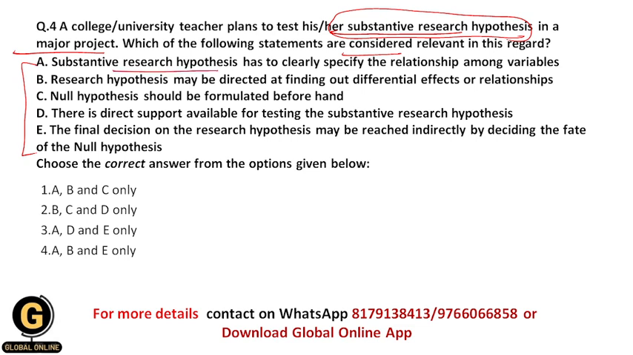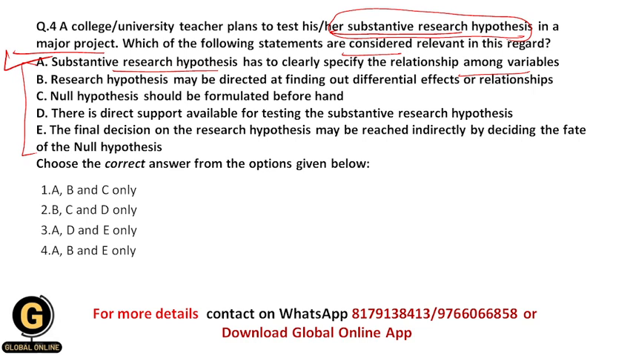Substantive research hypothesis has to clearly specify the relationship among variables. Okay, so whenever we formulate the substantive research hypothesis, that research hypothesis should clearly specify the relationship among the variables under study, and this statement is correct, because whenever we know the exact relationship among the variables, then obviously our research hypothesis will be more clear, and it will help us to specifically test it.